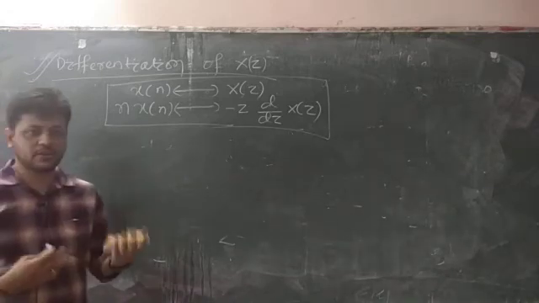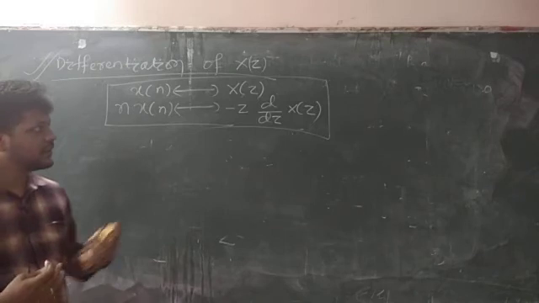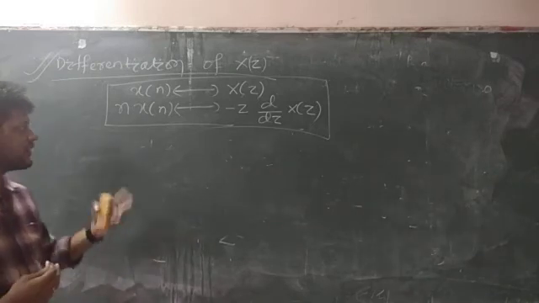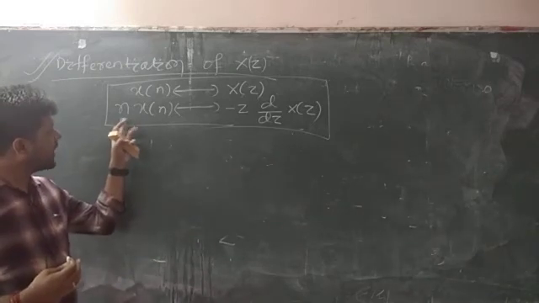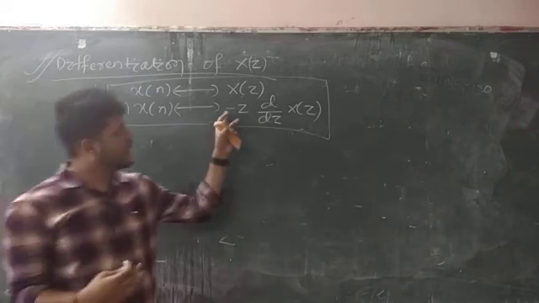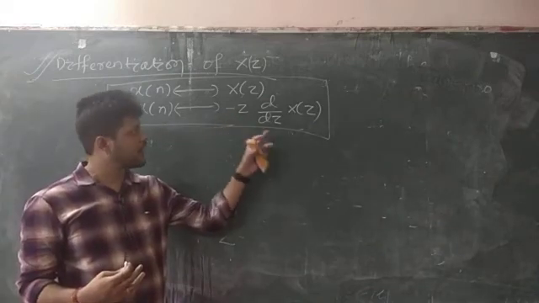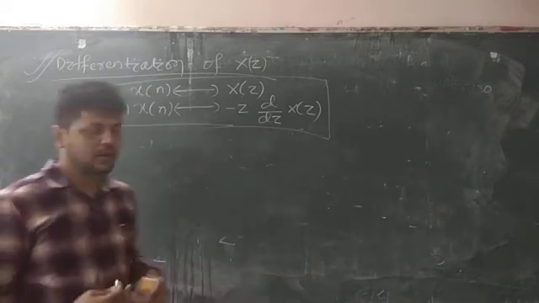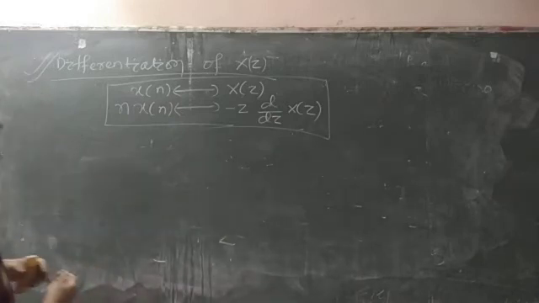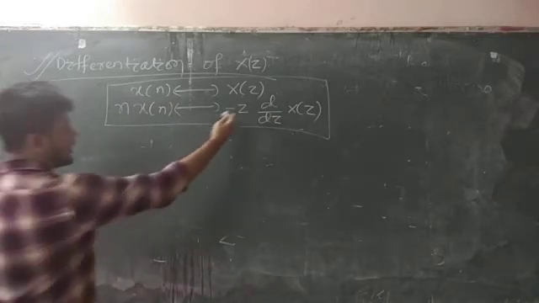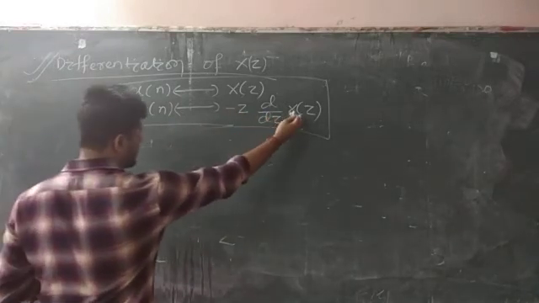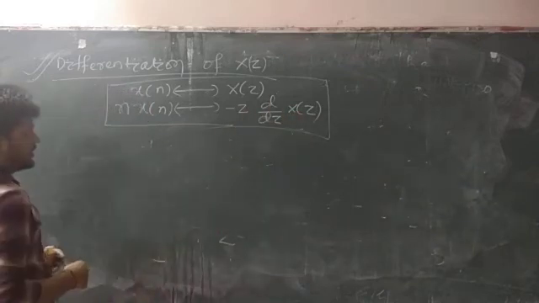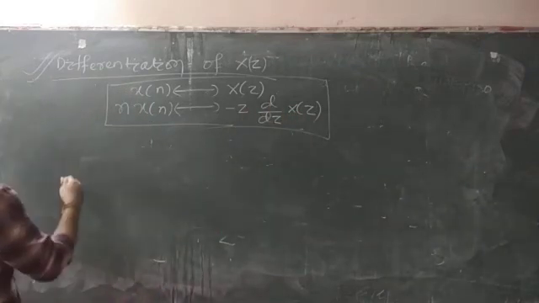Here the region of convergence will be the same as it is for X(z), but what is changing? Multiplication with n in the time domain leads to minus z in the z domain. Z is also multiplied, but we have to take the differentiation of X(z): minus z d by dz X(z). This minus z is outside, and you just have to take the differentiation of X(z). So first of all I will prove this formula.